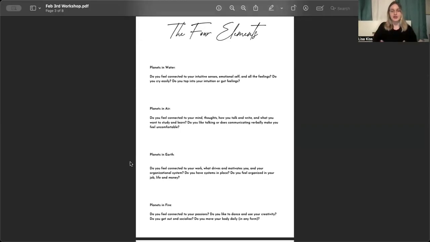As I'm talking, you can feel free to journal with these little prompts here. You can also totally do these after. If you're watching the recording, you can pause, put music on, and go through these, do some journaling. The four elements are really interesting to look at because if we look at these as four categories, every zodiac is in one of these four categories.